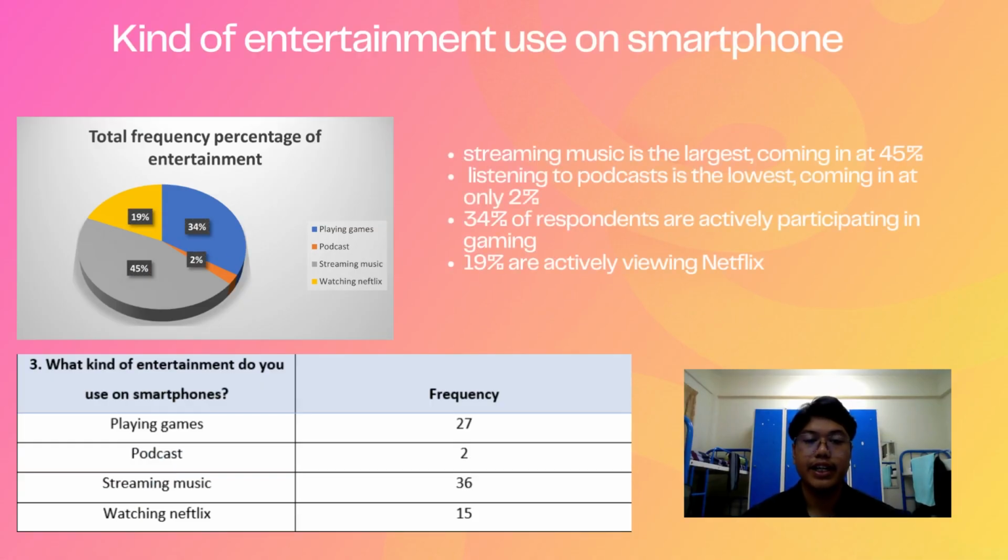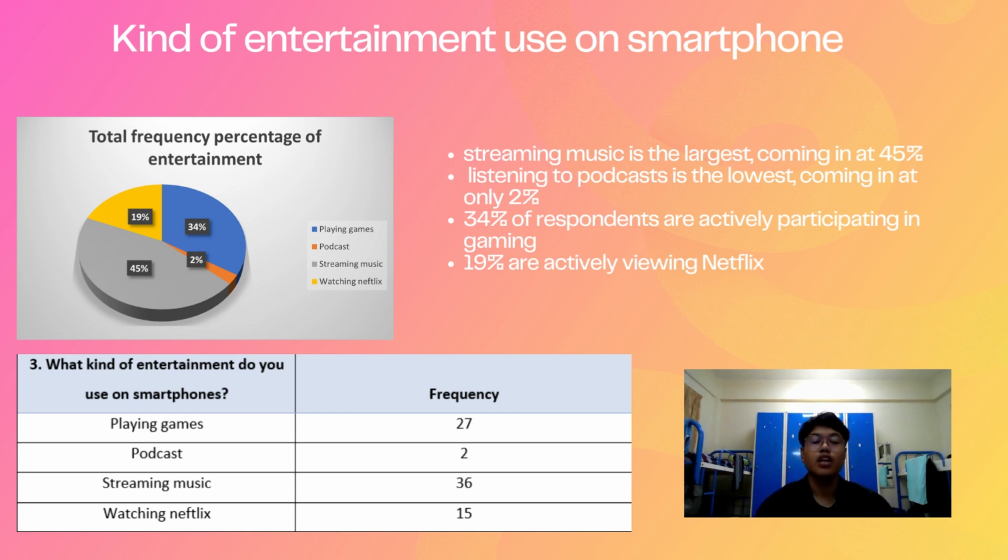The pie chart that can be found above reveals that the percentage of respondents who enjoy streaming music is the largest, coming in at 45%, while the number of respondents who enjoy listening to podcasts is the lowest, coming in at only 2%. Following that, 34% of respondents are actively participating in gaming, while only 19% are actively viewing Netflix.